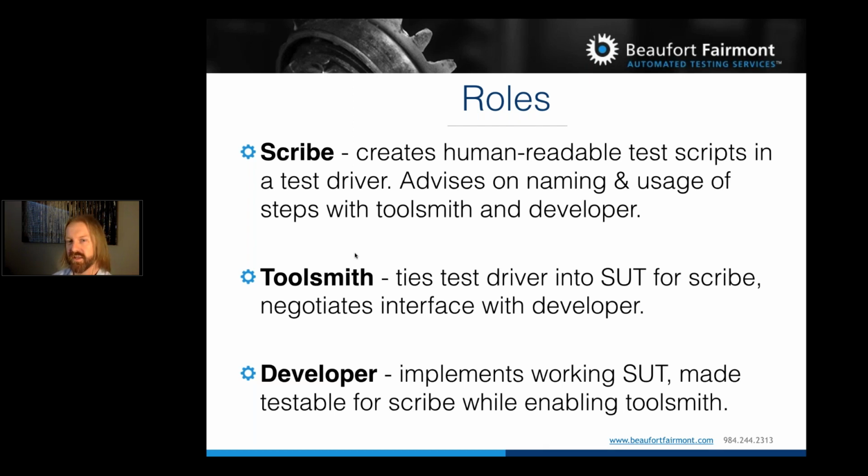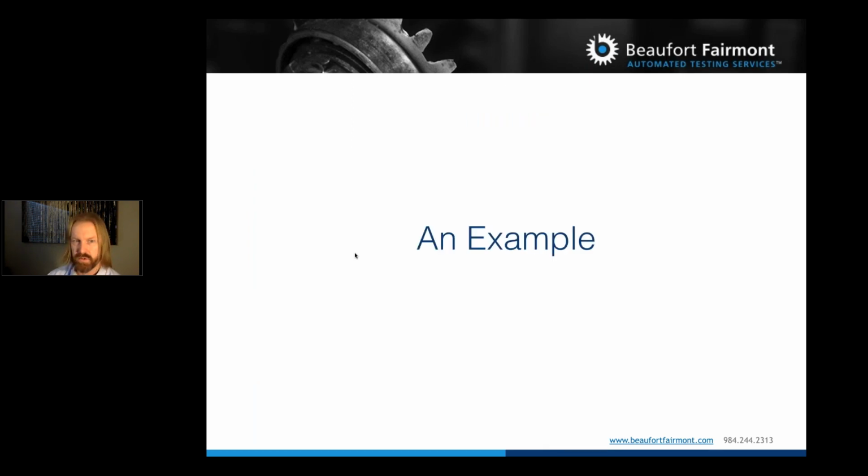They negotiate out the interface that we described earlier and help to make sure that we can test what we need to test. The developer, we all know who a developer is, they write the code, but their role here might be a little different in that we're making sure that they're writing testable code that is testable for the toolsmith to tie into and for the scribe to write from. So that is the high level stuff.